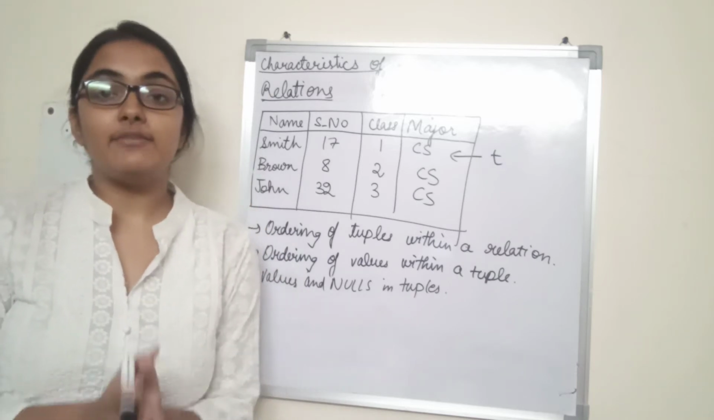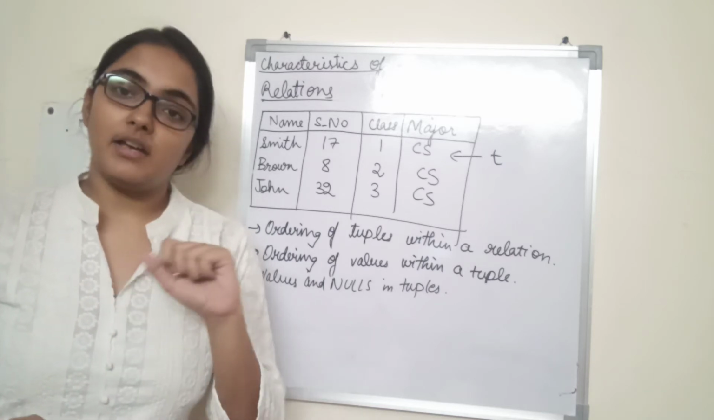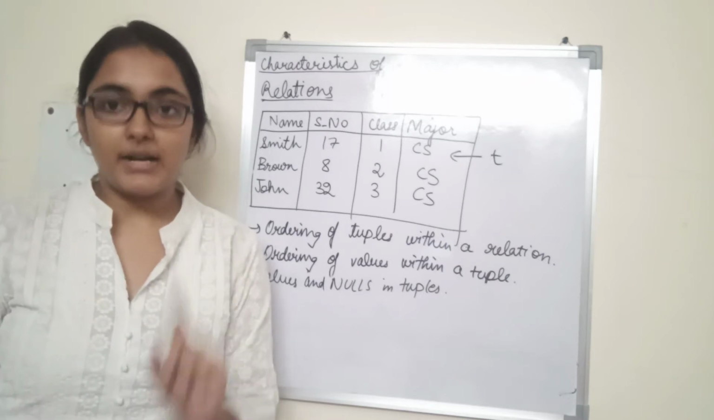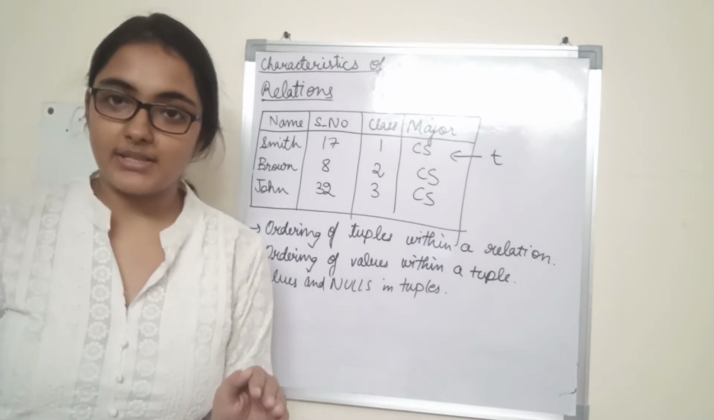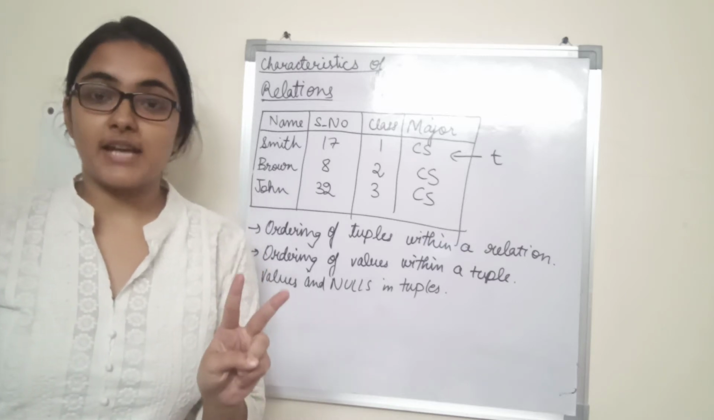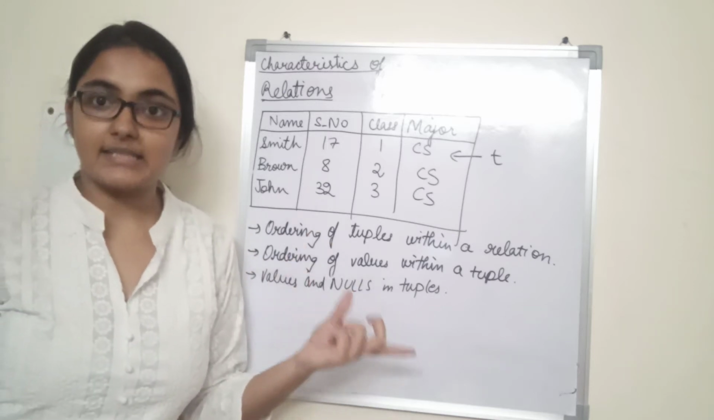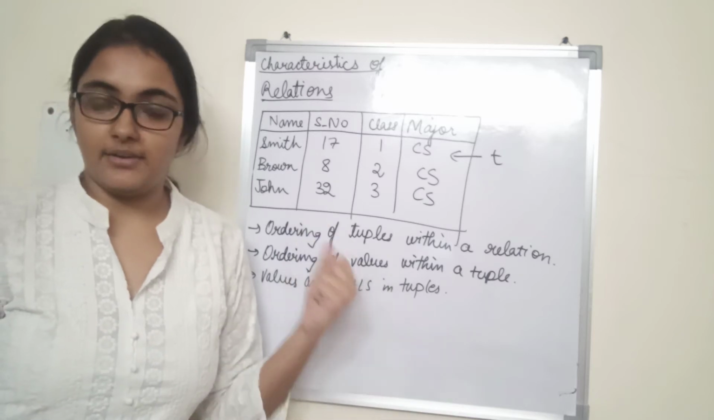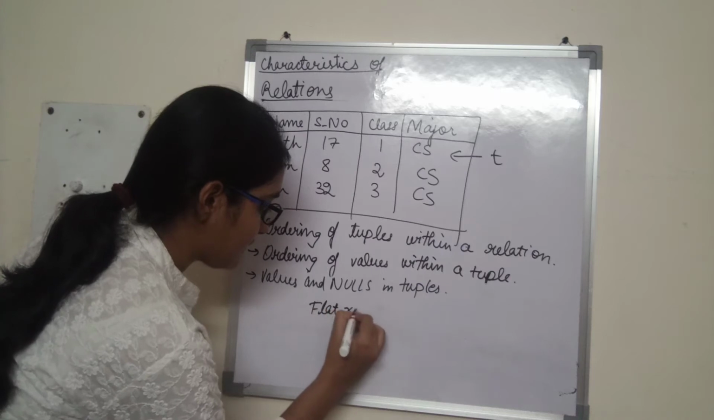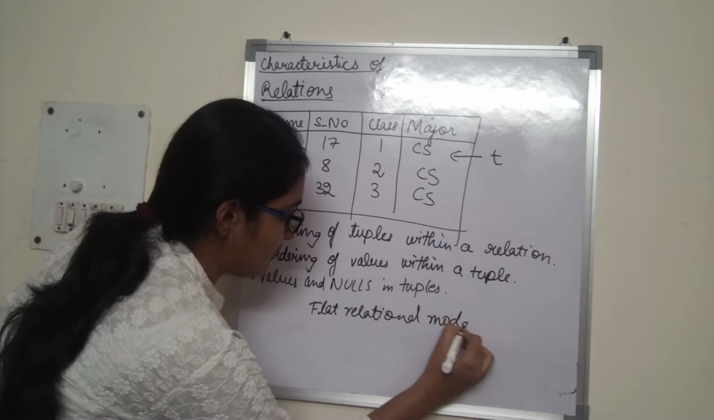So when we restrict all the values within a tuple to be atomic, what it means is multi-valued attributes as well as composite attributes are not allowed. Multi-valued attributes and composite attributes are not allowed. That is the reason why we also call the relational model a flat relational model. Flat means no hierarchy.